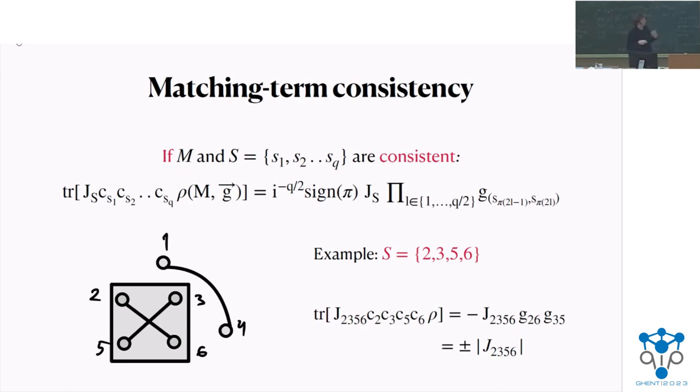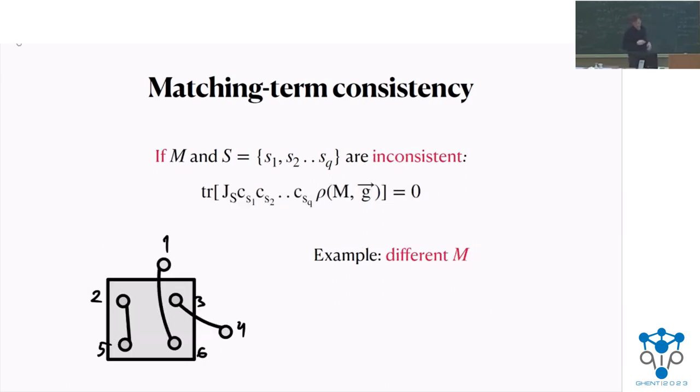And depending on what g we pick, we can have a plus or a minus sign in front of the absolute value of j if we know the sign of j. So that's going to be our tool. Now this happens if the term and the matching are consistent. If they're inconsistent, it's even nicer. The contribution is 0. So if they're inconsistent, like in this example, this trace is 0.